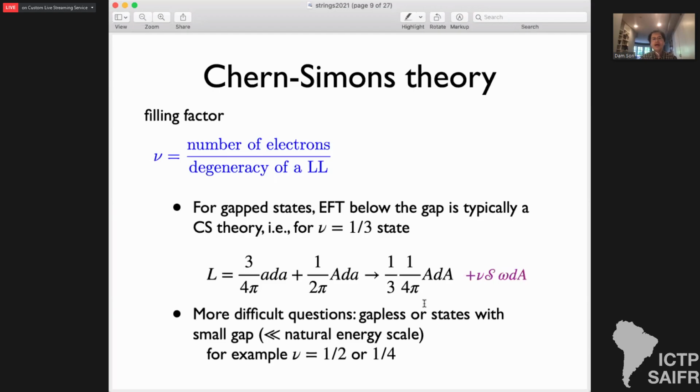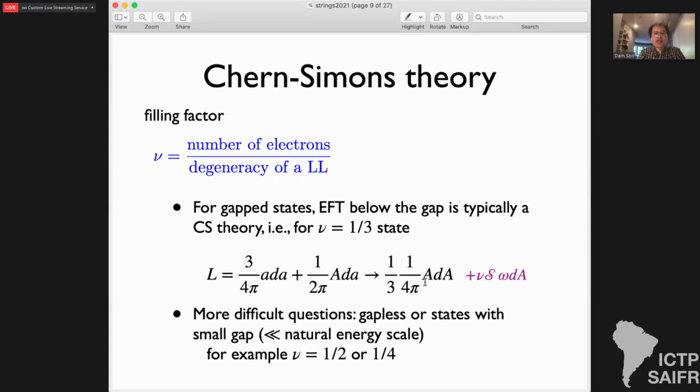One can also put the system in a background metric, and there is a coupling of the electromagnetism with the curvature of space that is proportional to the shift. That's the so-called shift of the quantum Hall state. So the physics of a gapped state, at least for energy below the gap, is described typically by topological field theory.